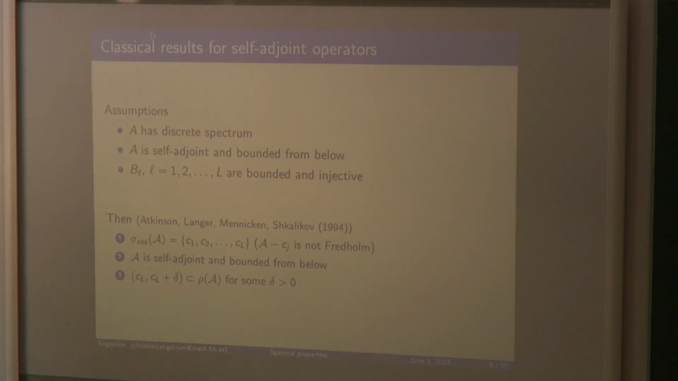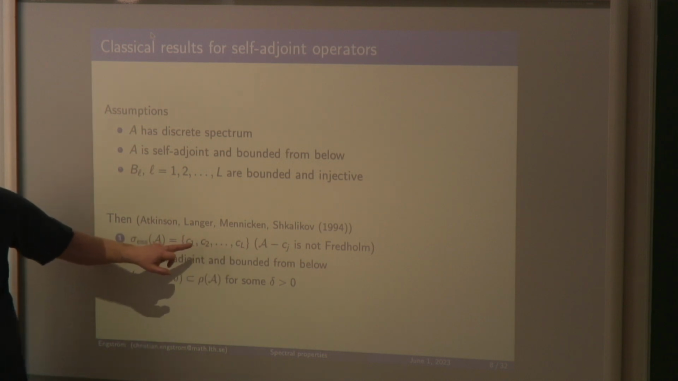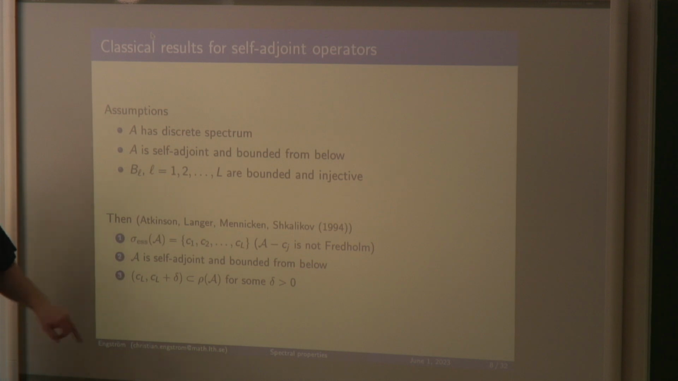What is maybe most important for this talk is the last one. This means that above the maximum of the central spectrum, where we assume C1 is the smallest one and then they are just larger and larger, above the largest value we have a gap in the spectrum. So we have an interval above CL that belongs to the resolvent set. We don't know how big it is, but there is something. And that's very important. Okay?